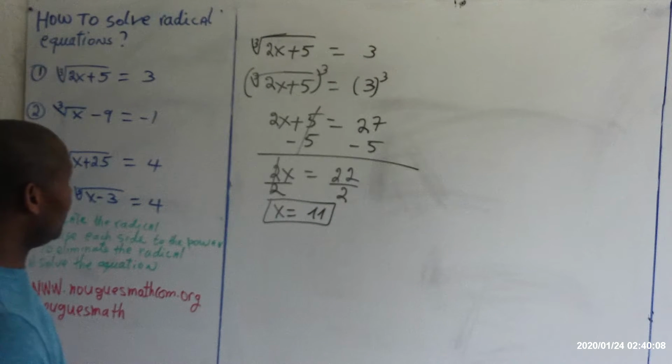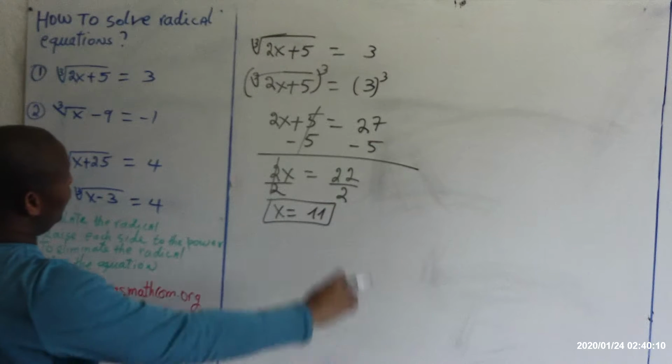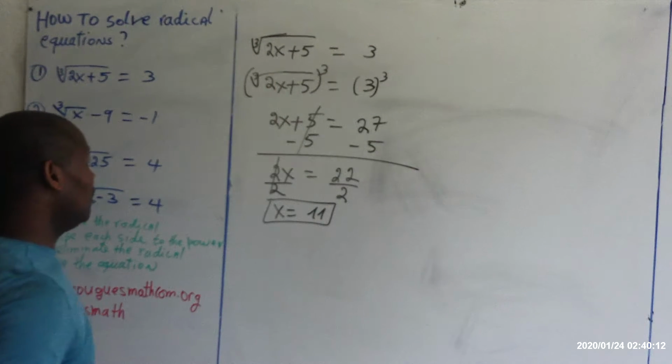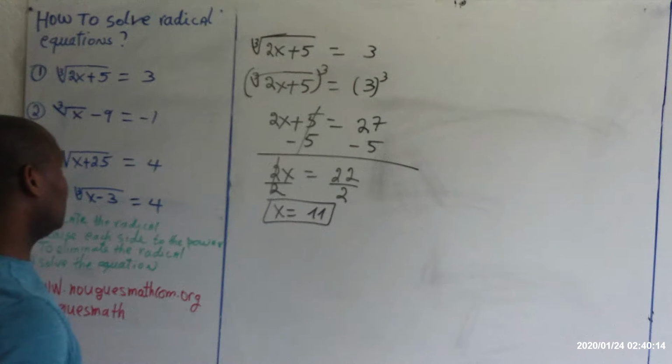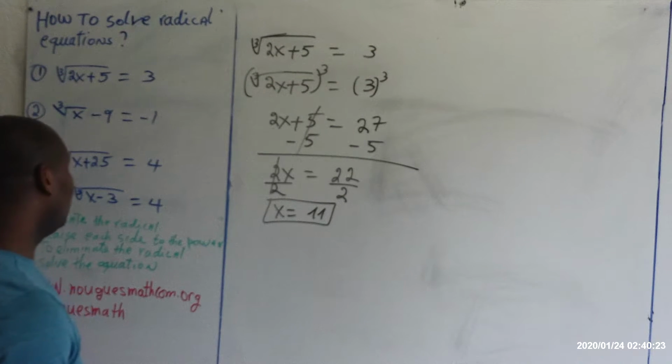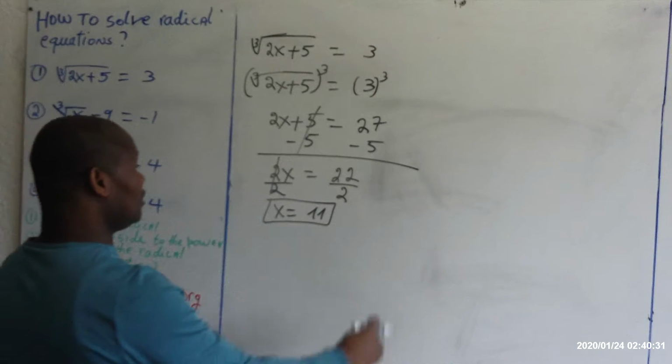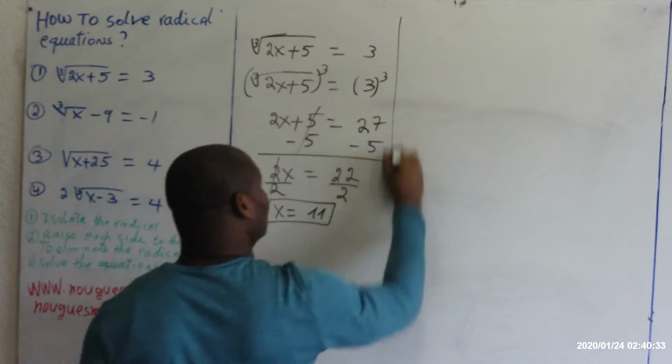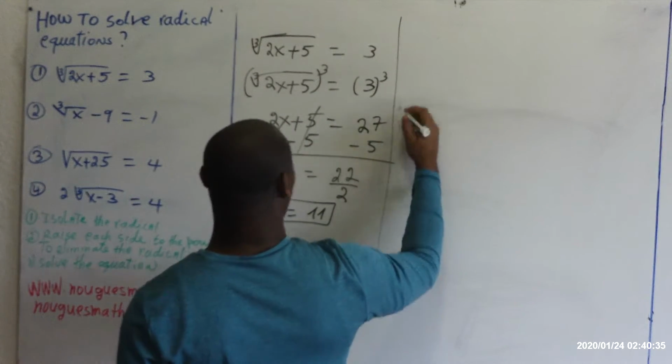All you have to do is check what is the radical you have. Okay, if you have a 3 right there, you have to raise to the power 3. If you have a 2, you will raise each side to the power 2. Okay? Alright. Let's do the second one. Let's do the second exercise. Okay?